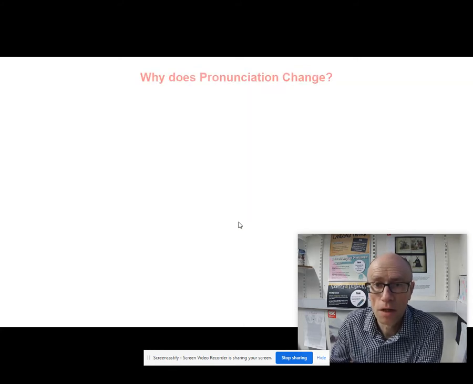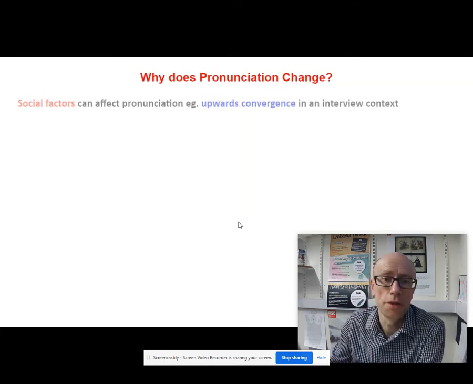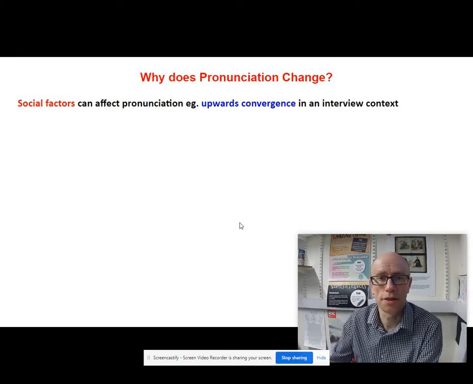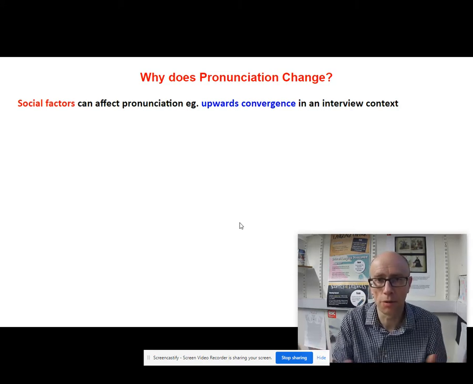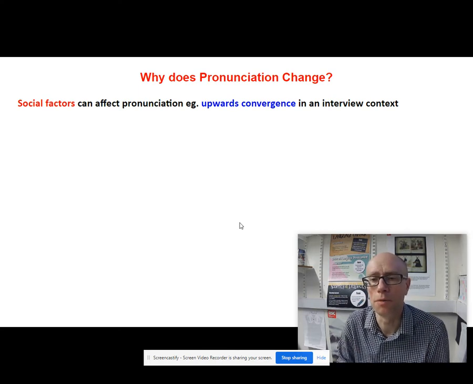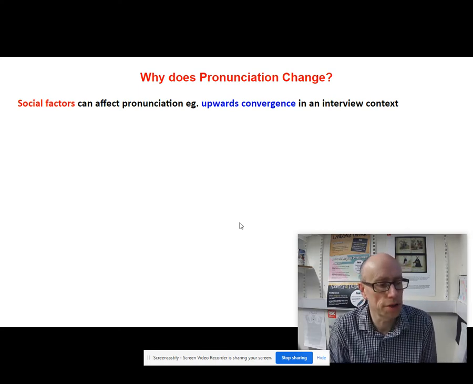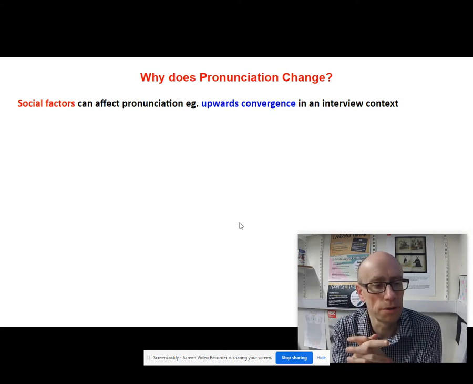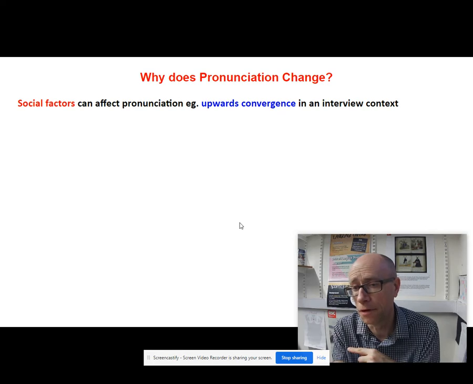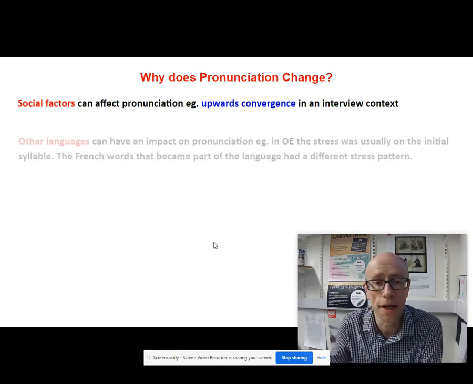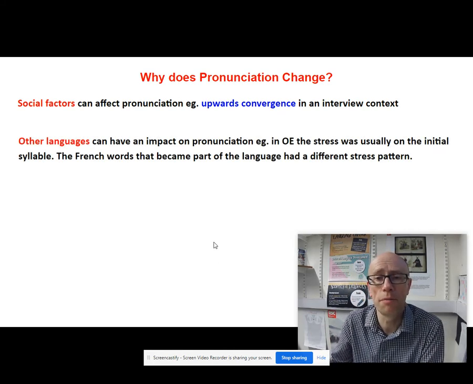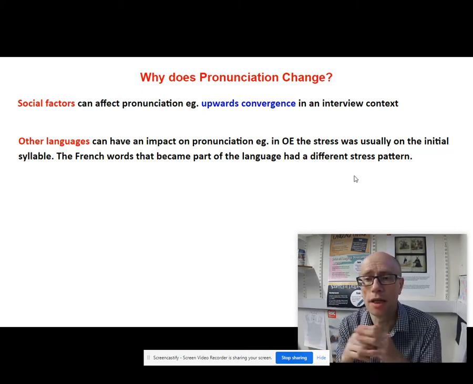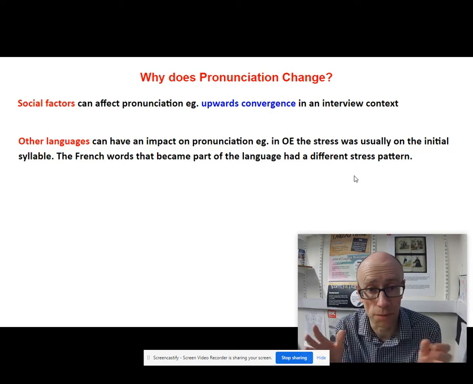Why does pronunciation change? Well, social factors affect pronunciation. Think about it when you go for a job interview, for example, in a posh office, then you are likely to do upwards convergence. So your pronunciation is not some kind of fixed entity. It's liable to change, and you are liable to converge or diverge depending on the situation that you're in. Other languages have an impact on pronunciation. If you think about Old English, the stress in Old English was usually on the initial syllable.